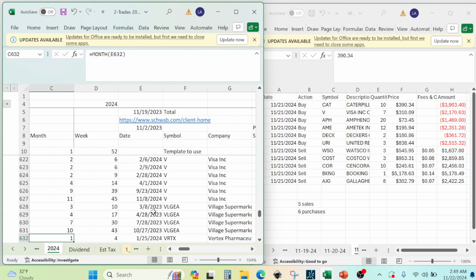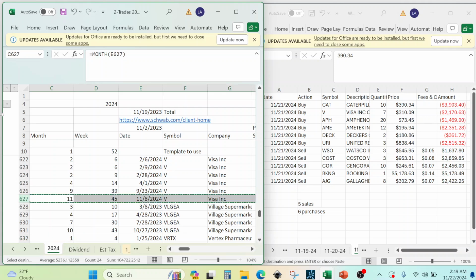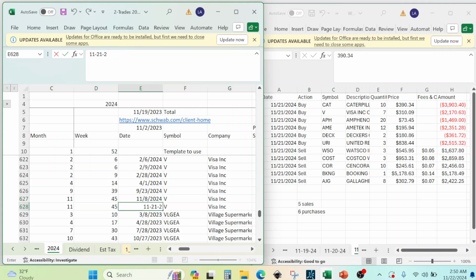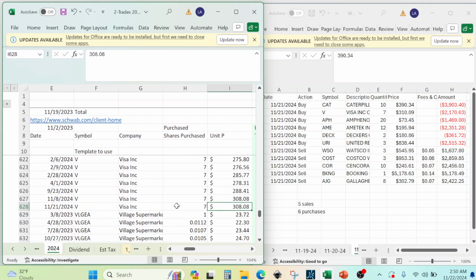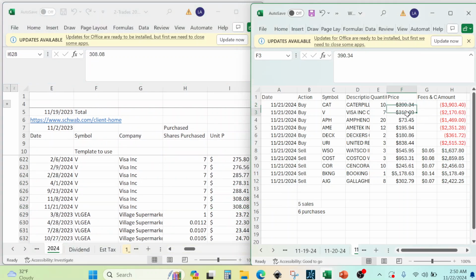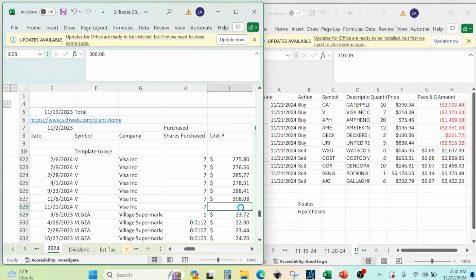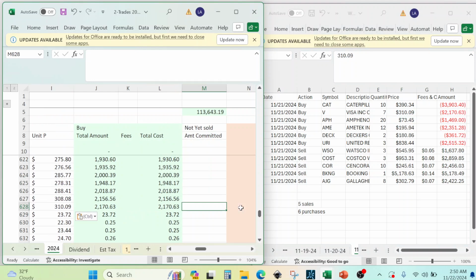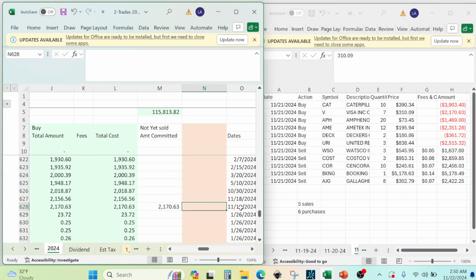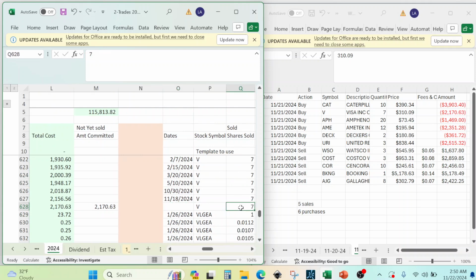Okay, so we are going to copy the last version of V and we are going to paste it. And we will update the dates. It's important to update the dates because we are pulling data from this sheet based on the dates. Therefore, it's good to have the day up to date. So 7 shares, the price went up from the last time that we bought it. We'll track the amount committed and we will clean the sold side of it.